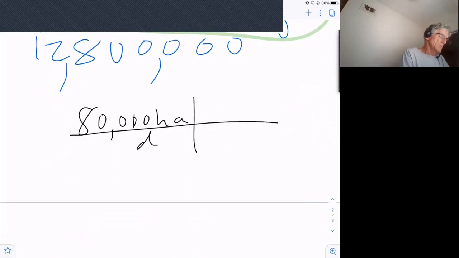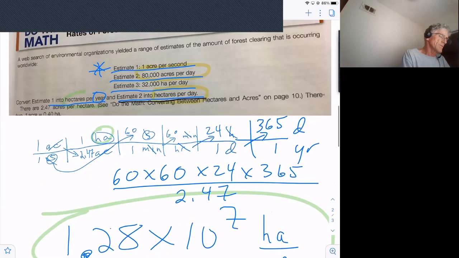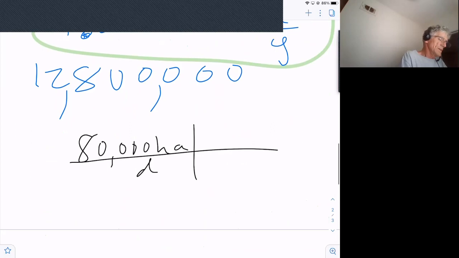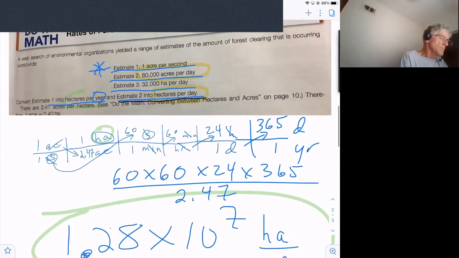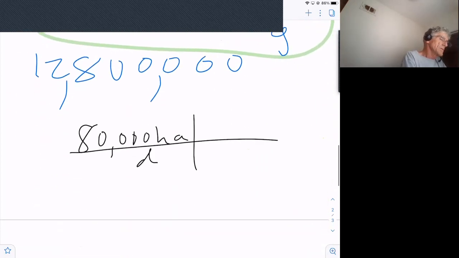Okay, so convert acres per day into hectares per day. So, oops. I can put acres right here. And then I've got to convert that to hectares.